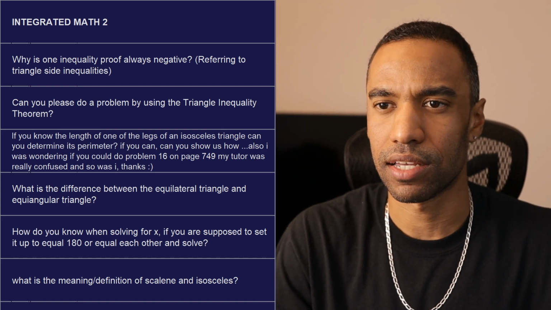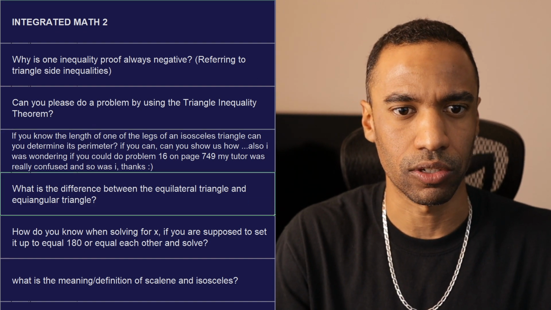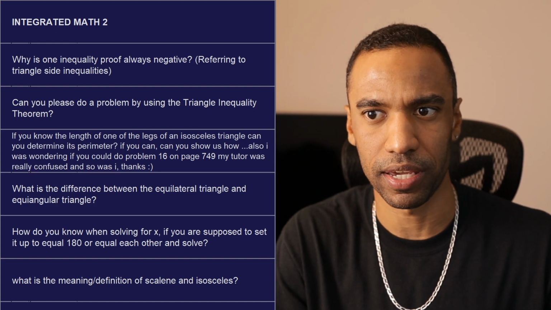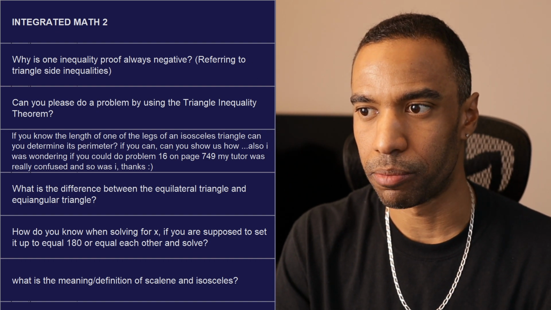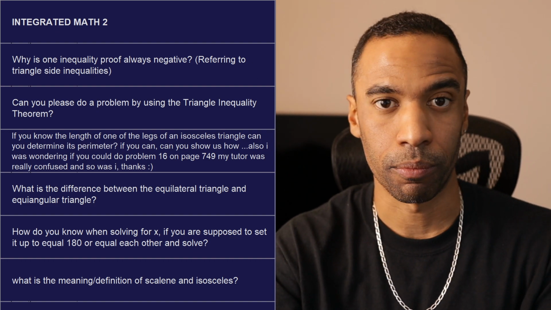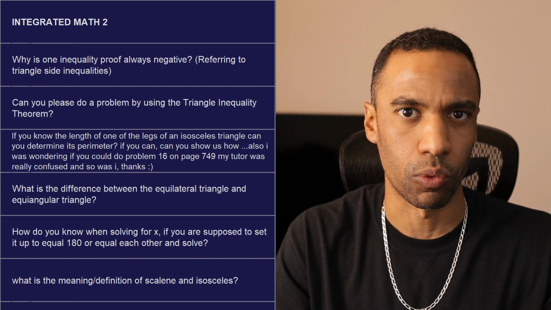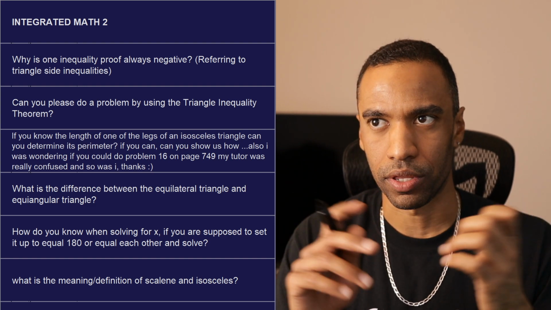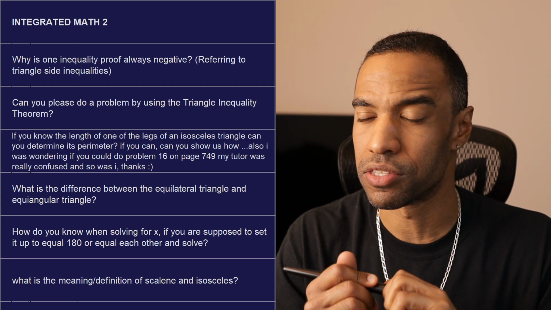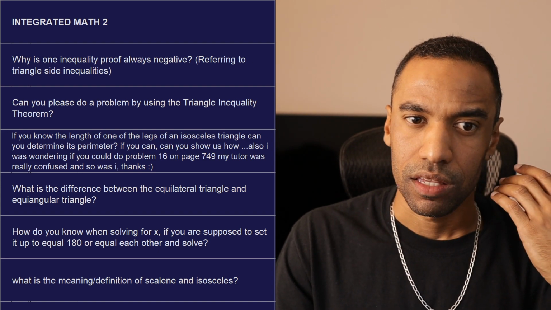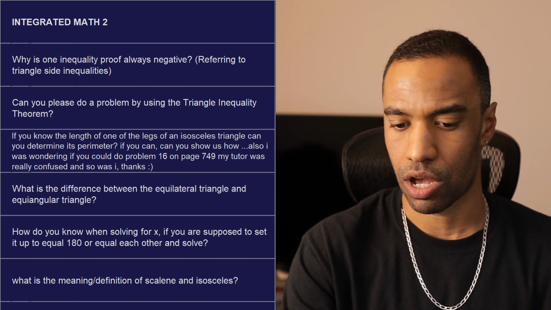Okay, the next question asks, what is the difference between the equilateral triangle and the equiangular triangle? Well, there's no real difference because every equilateral triangle is equiangular. Equiangular means all angles equal, and equilateral means all sides equal. When you think of something laterally in geometry, you're thinking of side lengths. So anyway, equiangular means all angles congruent. Equilateral means all sides congruent.